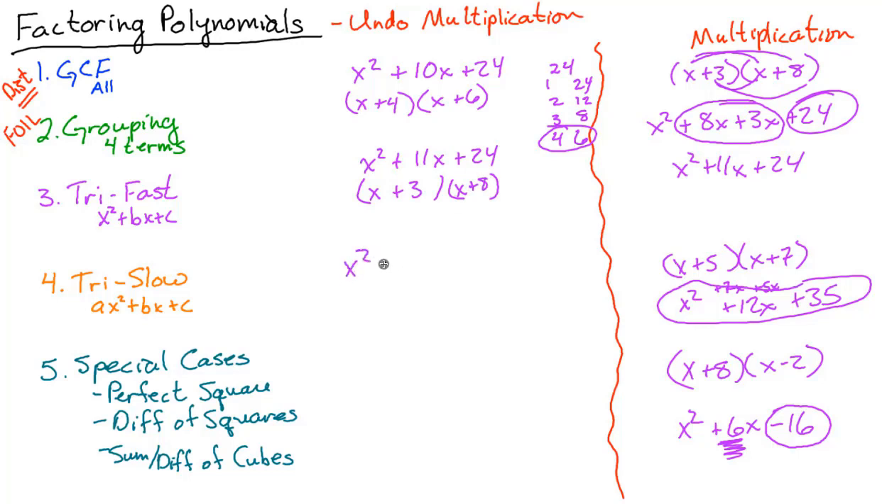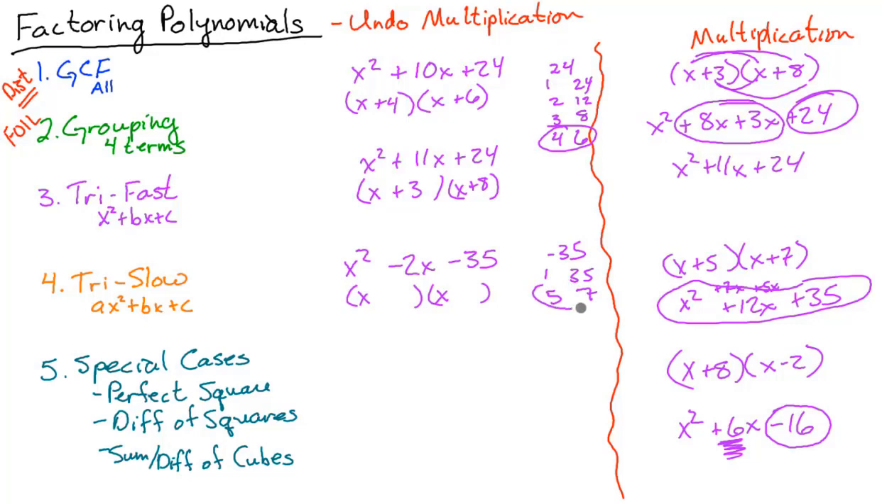x squared minus 2x minus 35. Now this is a little bit different. We've got some negatives to worry about. So they have to times the two numbers. Let's write out what we've got. It's x and an x, and the two numbers that fit here must times up to a negative 35 and then add to a negative 2. So we could have a 1 and a 35 or a 5 and a 7.